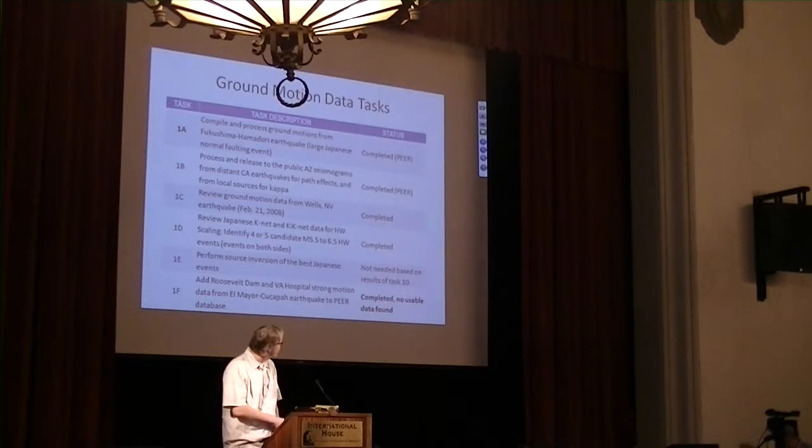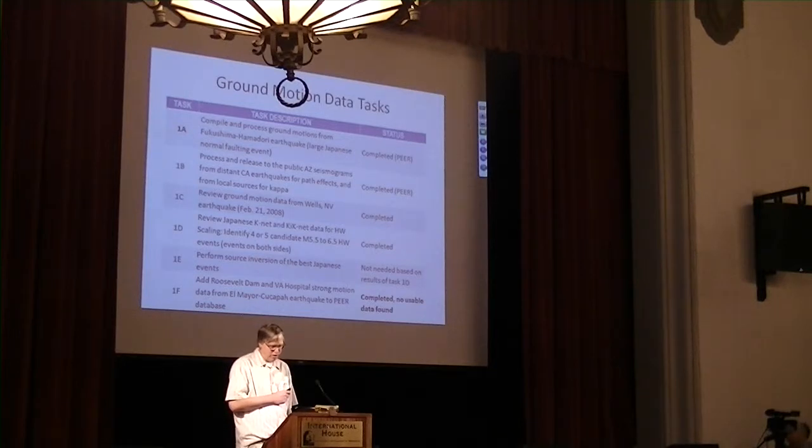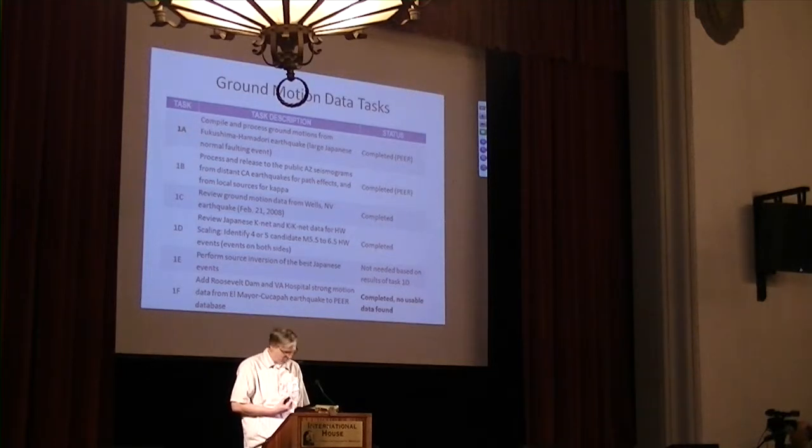I'm not going to read all these to you, but the ground motion data tasks are all available. Again, all of these were evaluated or done working with PEER. The one place that was done outside of PEER was Task 1C, looking at the ground motion from Wells, Nevada. That was just an evaluation of the peak velocities.